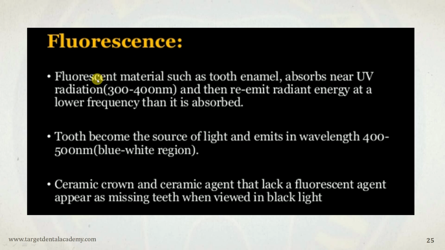Coming on to fluorescence, a fluorescent material such as the tooth enamel absorbs near ultraviolet radiation that ranges from 300 to 400 nanometer and then re-emits radiant energy at a lower frequency than that absorbed. The tooth becomes the source of light and emits a wavelength of 400 to 500 nanometer, that is in the blue or white region. Ceramic crowns and ceramic agents that lack a fluorescent agent appear as missing teeth when viewed in black light.